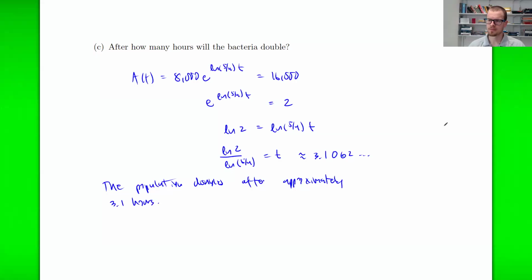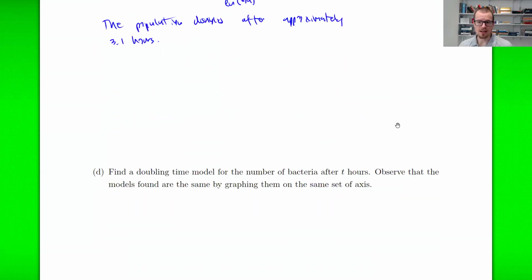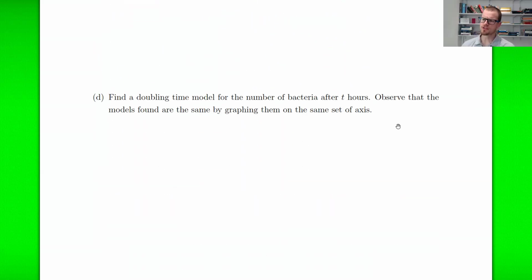Excellent. So we briefly mentioned before the idea of a doubling time model. So we want to find a doubling time model for the number of bacteria in this case. A doubling time model is going to look something like this. A of t is equal to the initial amount times 2 to the t over, we'll call it lowercase a, where a is the doubling time.